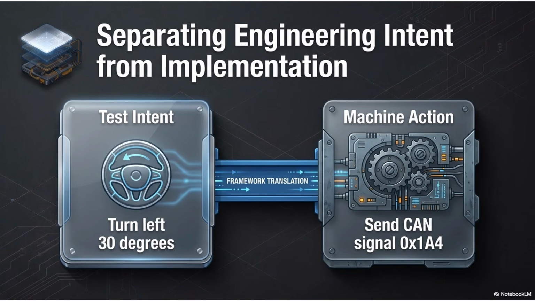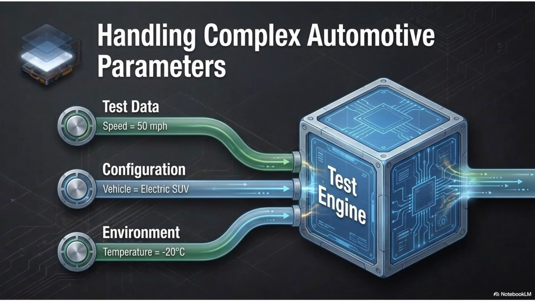In the first layer, we separate the what from the how. The core logic layer handles the intent of the test, like turn on the headlights, without needing to know the technical details of how the car actually does it. Black box.